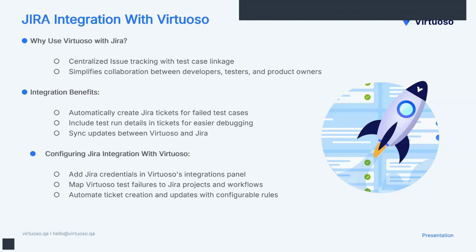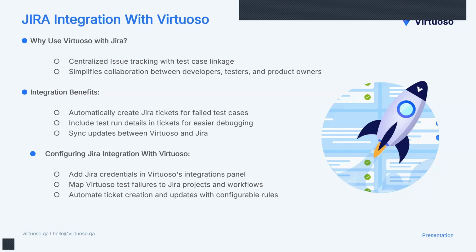Jira is a centralized issue tracking platform. It is used by most developers and testers. It also has a project management space where you have all your defects and everything maintained. With the integration with Virtuoso, which I'm going to show you in some time, when we execute something and create tickets, a ticket is created in Virtuoso and automatically linked to Jira as well.